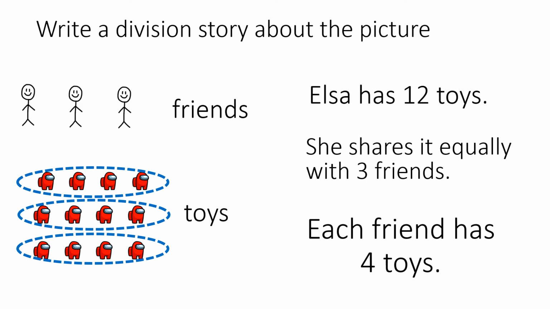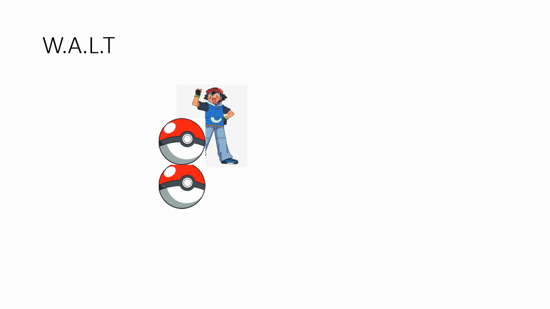Let's check by reading. So Elsa has 12 toys. She shares it equally with 3 friends. Each friend has 4 toys. So this is a division story. We would say what we have at the beginning, the whole. We will say how much we're sharing, who we're sharing it to, and how much they receive at the end. So what have we learned?